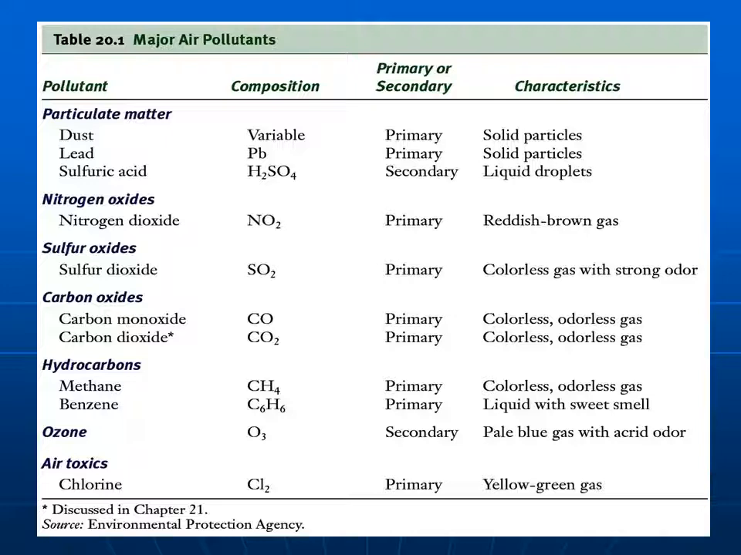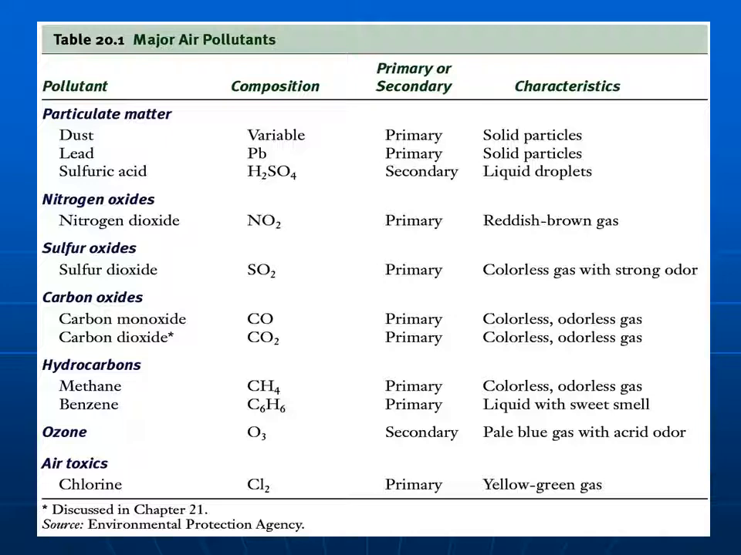Whereas sulfuric acid, its composition is H2SO4. It is a secondary pollutant and it appears as liquid droplets. Nitrogen oxides like nitrogen dioxide have the composition NO2. It's a primary pollutant and it is reddish brown in color. Sulfur oxide like sulfur dioxide is a primary pollutant and is colorless with strong odor.